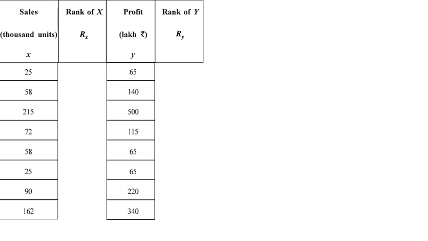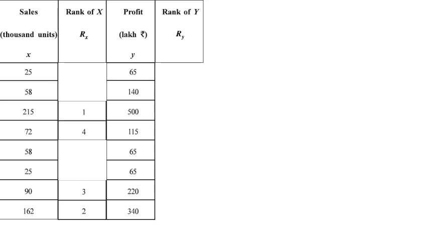For the sales, the first rank goes to 215. 1000 units we will just ignore. 215 is the first rank. Next is 162. The next is 90. Now after 90 comes 72. That is the fourth rank.